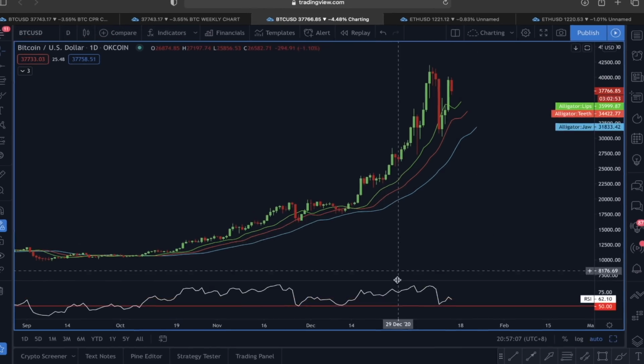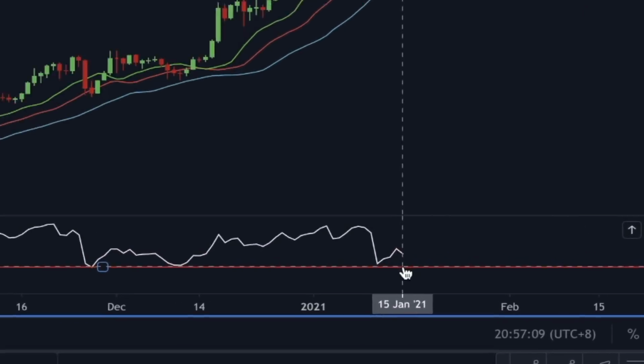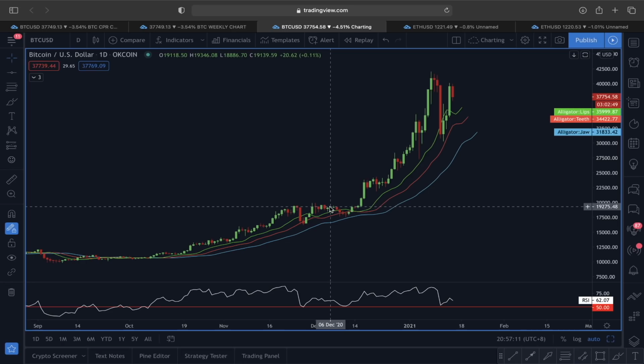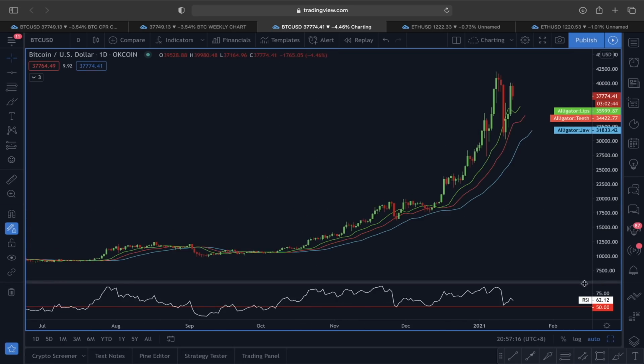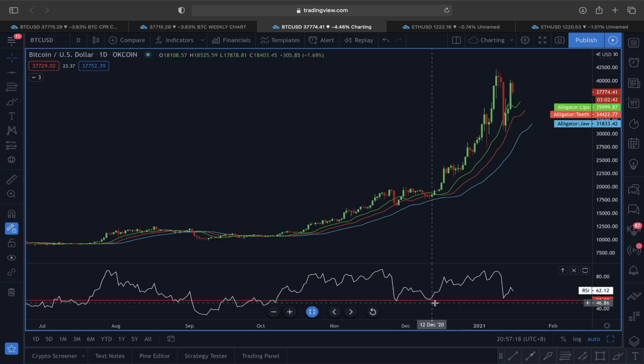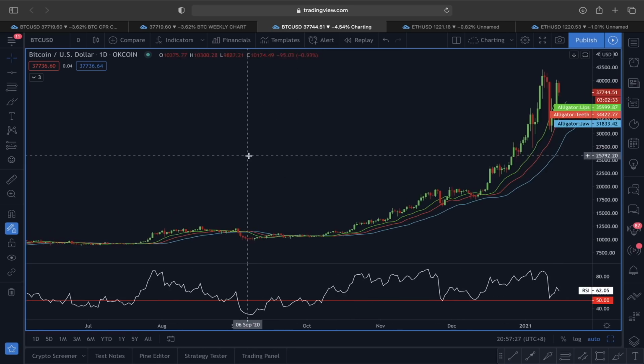So now you can see this red line is exactly at this 50 price level. What I like to do is to look every time this RSI line is above this 50 level, that actually indicates a move in an upper direction. Every time this RSI is below this 50 level, that is a sign of a trend reversal.